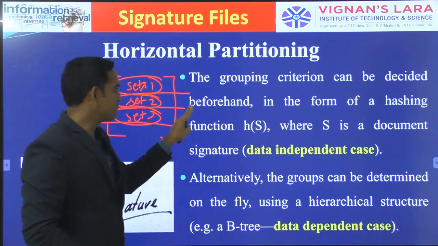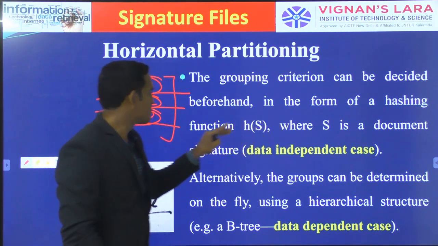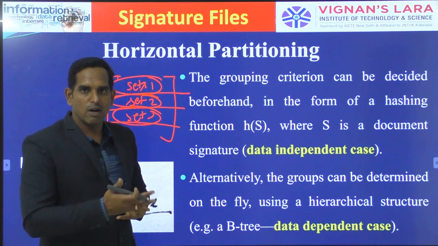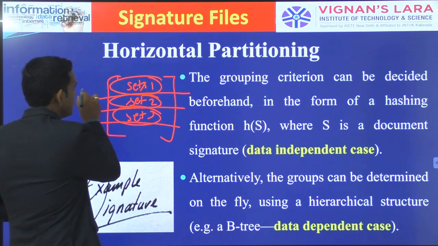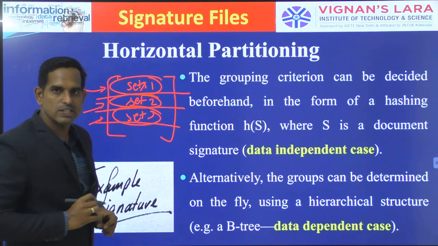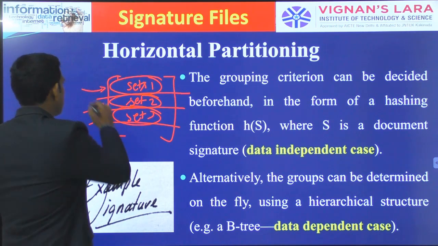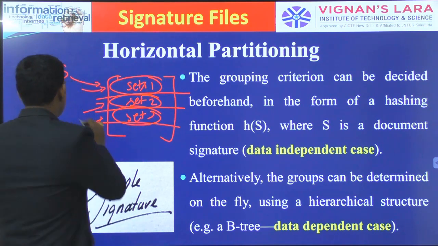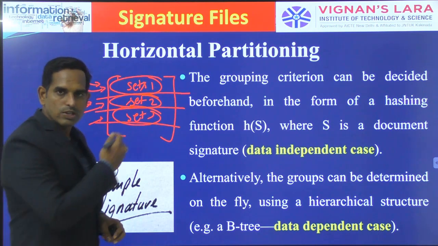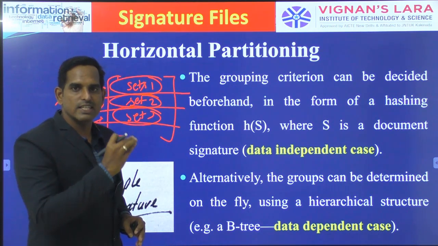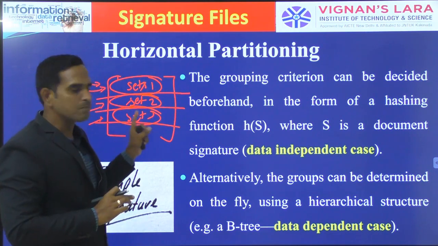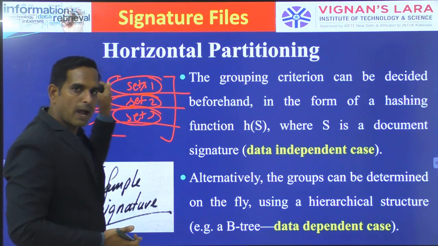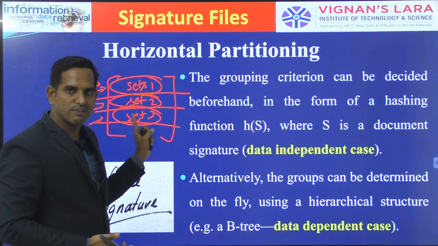The grouping criteria can be decided beforehand in the form of a hashing function, where S is a document signature. In the form of a hashing function, you can decide into which set your particular signature is going to move. If you have a signature S, that particular S should go into one set. If you have another signature, it has to go into another set. Each and every signature will be mapped into one set based upon your hashing function. We are going to use a hashing function to map all your signature files into different sets.